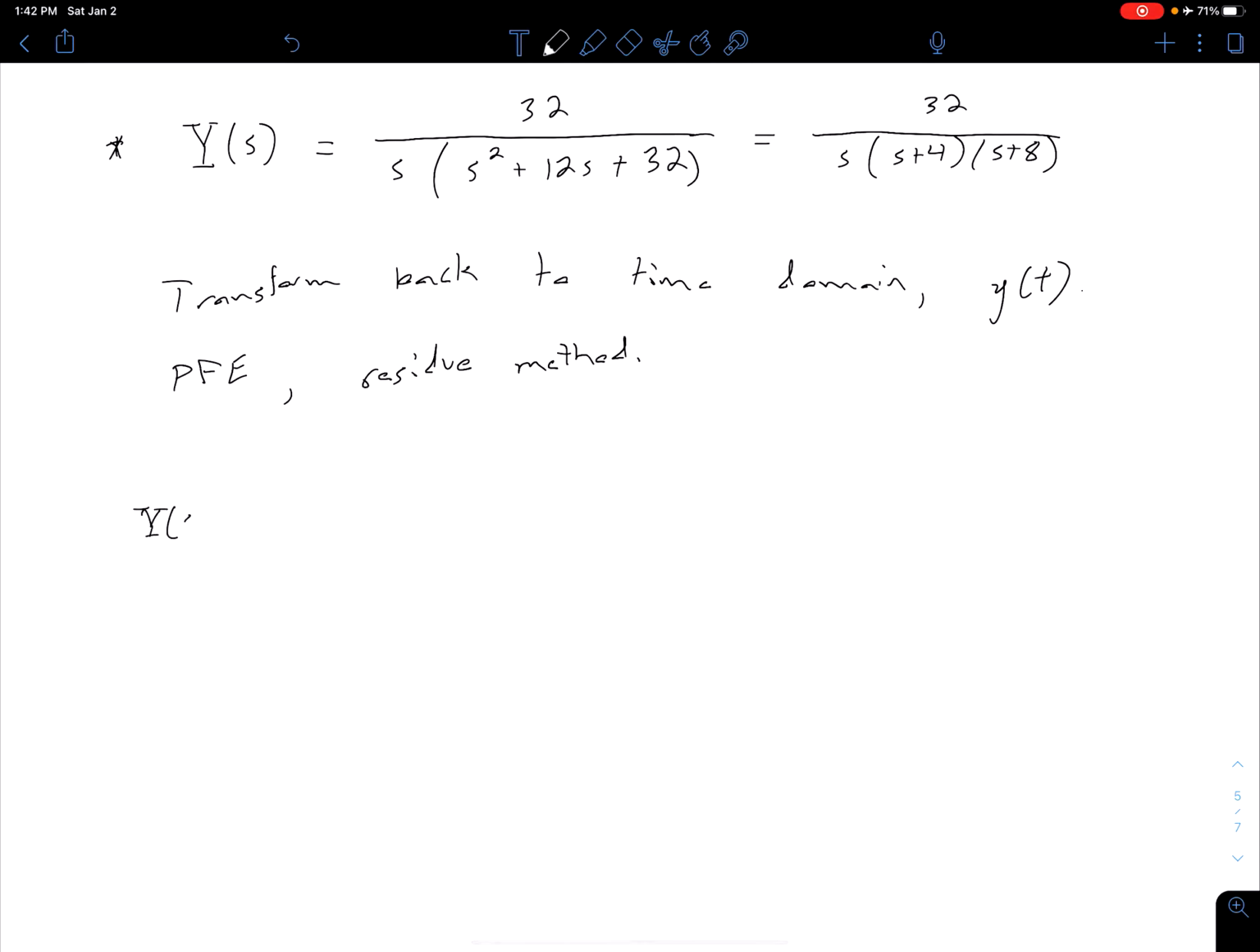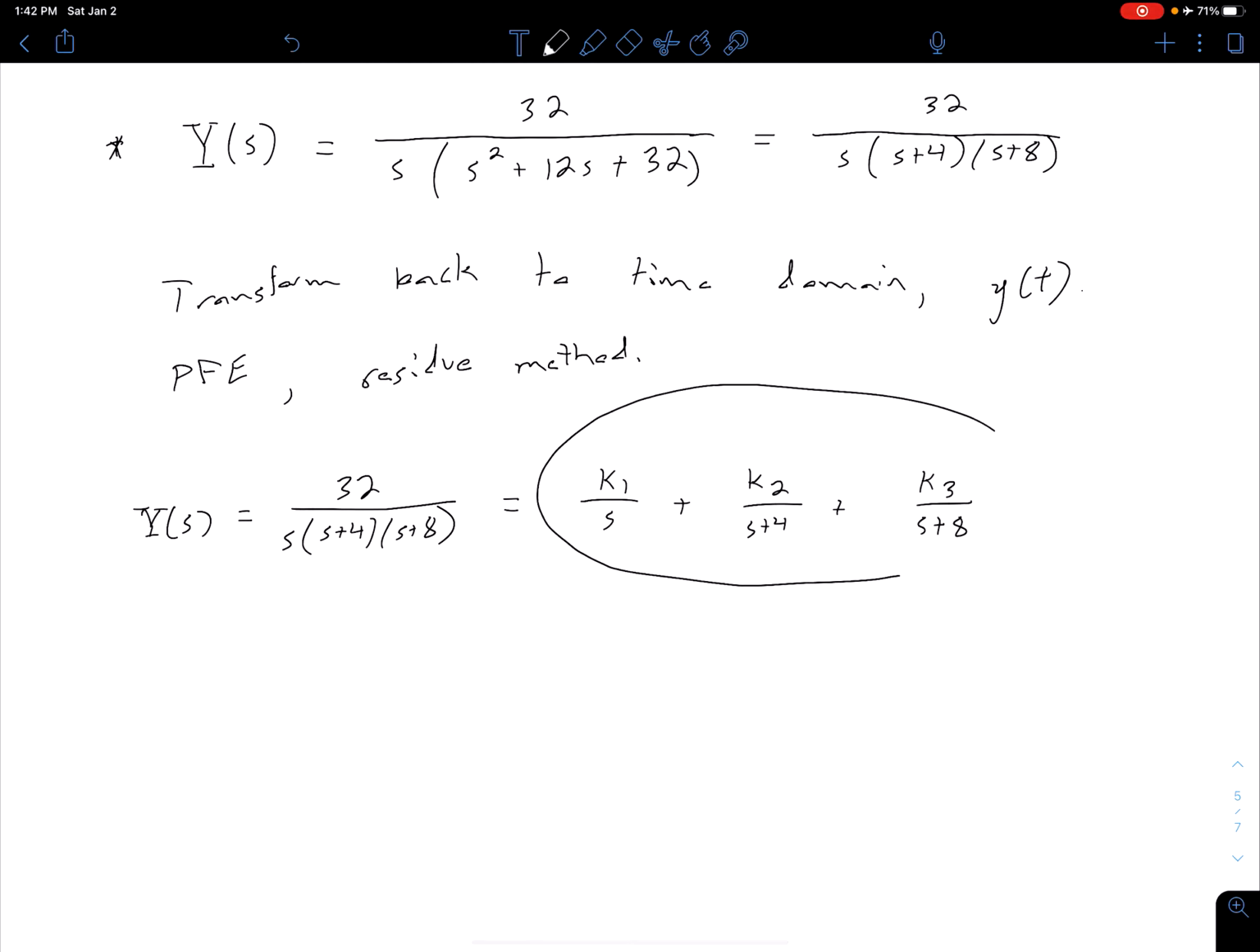So what we want to do first is we want to say we have this y of s, which is equal to, so I'm just going to copy this first, 32 divided by s times s plus 4 times s plus 8. And so what we're going to do is we're going to say this is equal to some number, which I'm going to call k1 divided by s, plus some other number, k2 divided by s plus 4, plus a third number, k3 divided by s plus 8.